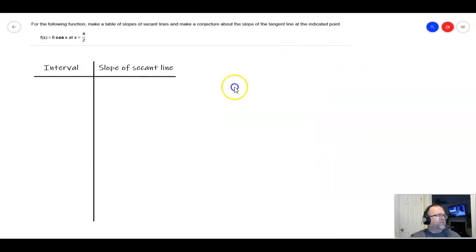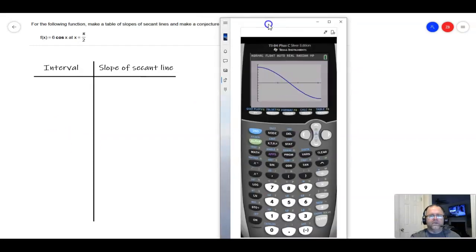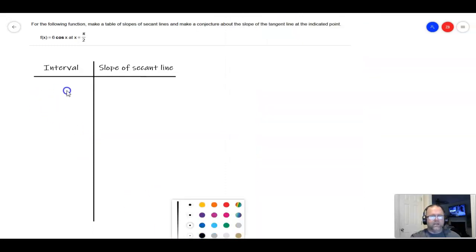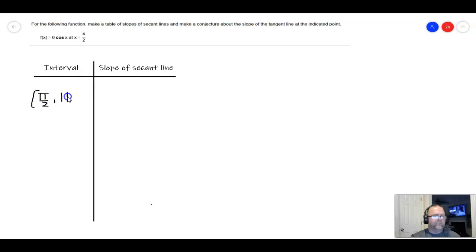So the first thing I'm going to do is take a look at the interval from pi over 2 to pi. I'm going to just hand do this one. So we're going to go from pi over 2 to pi. And we're going to find out what the slope here is. Now remember, we want to find it at pi over 2. So the pi over 2 here is never going to change.